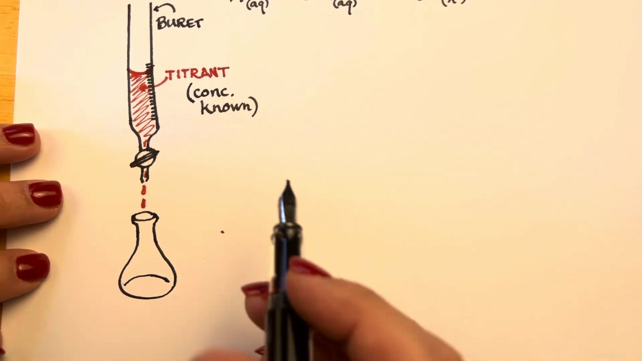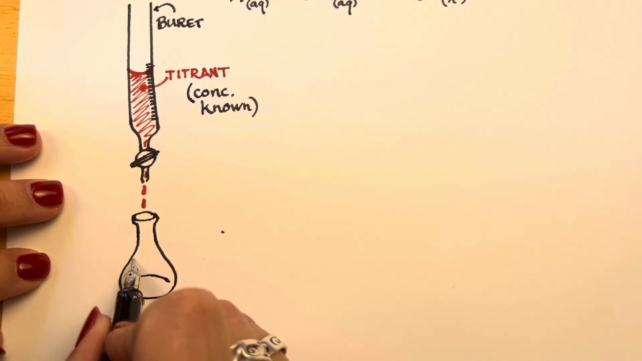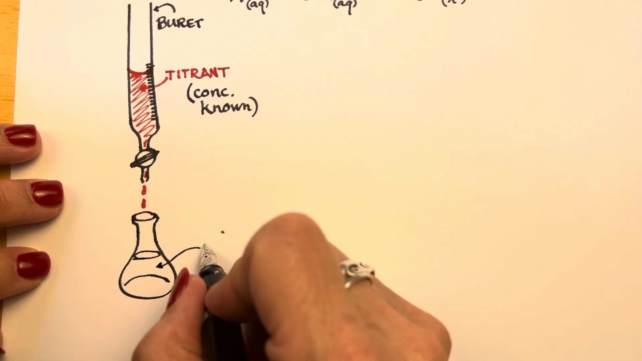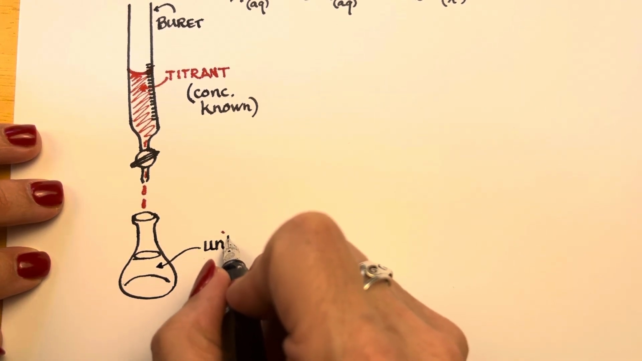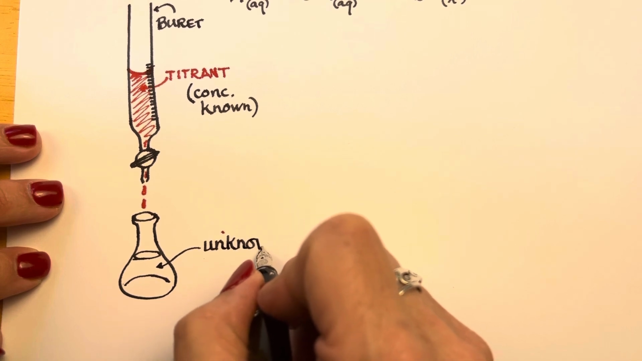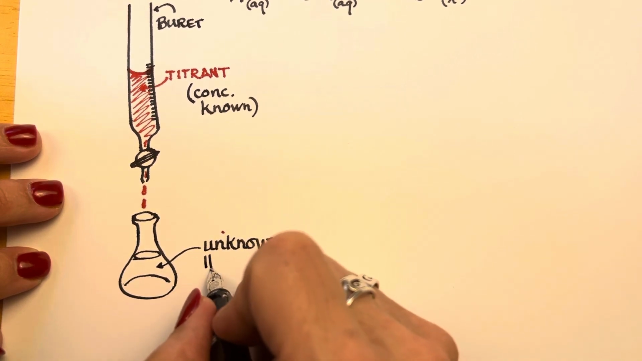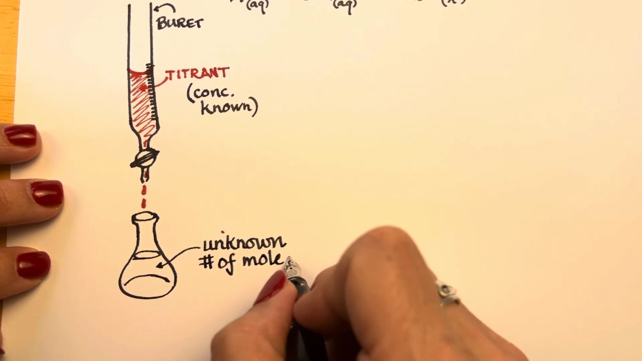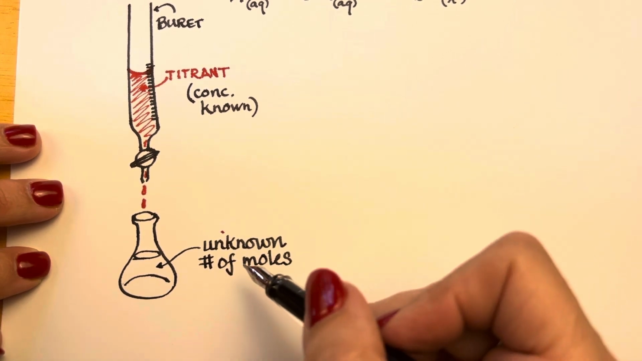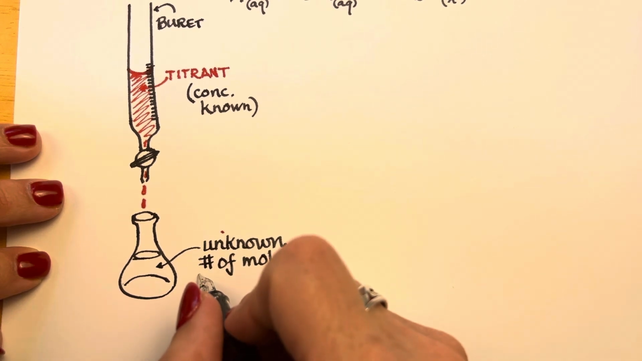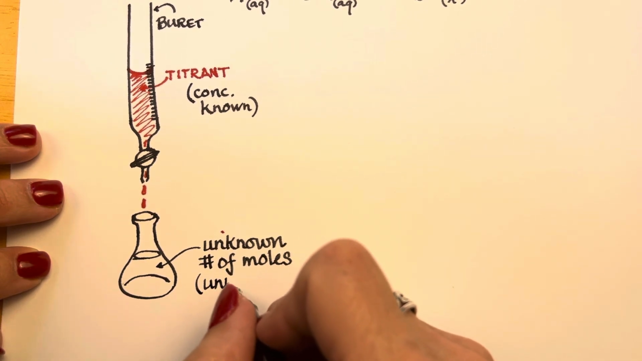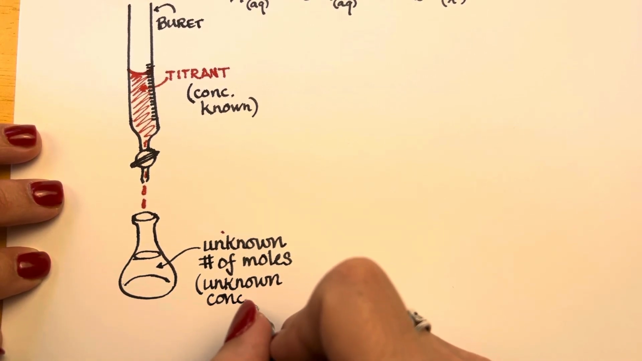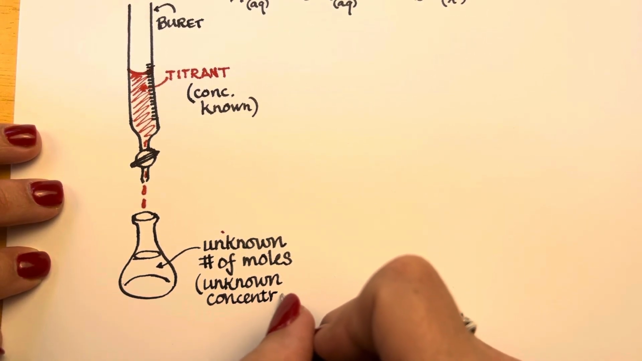All right. Now what's in here then? In here we have the unknown number of moles. Now this could also be unknown concentration. But either one is fine, okay?